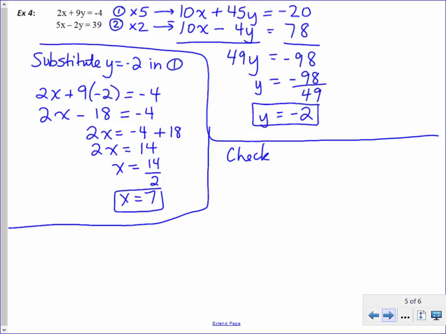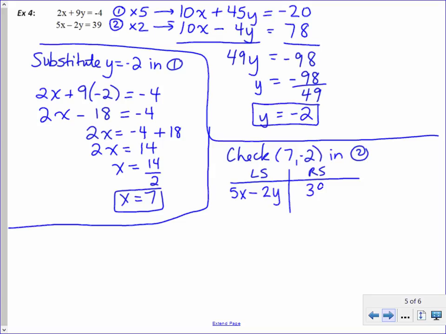Check the point, 7, negative 2 in equation 2. So we got 5x minus 2y is 39. So we've got 5 times 7 minus 2 times negative 2. 35 plus 4. 39.